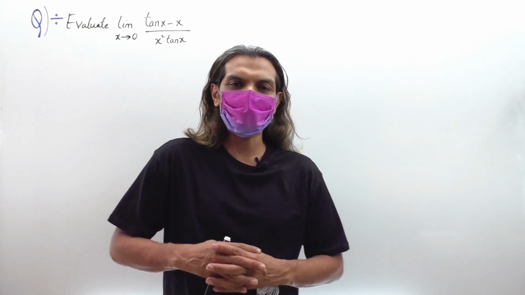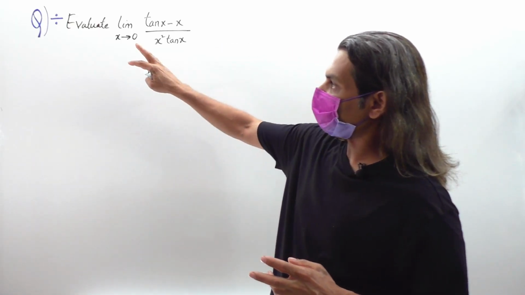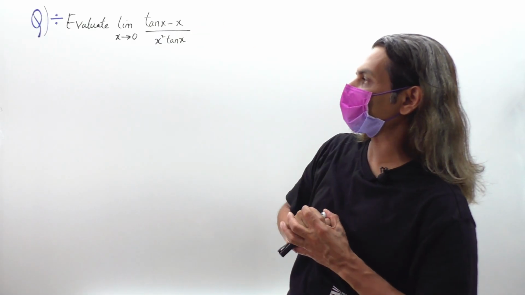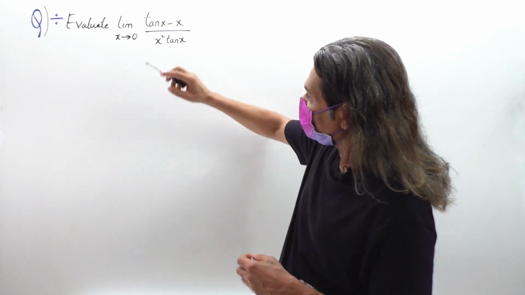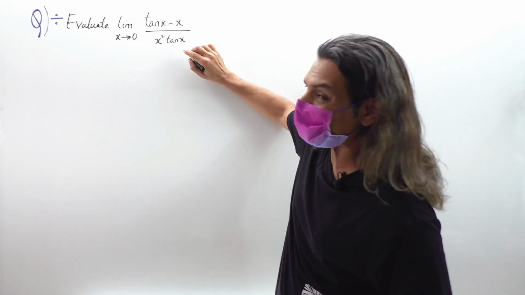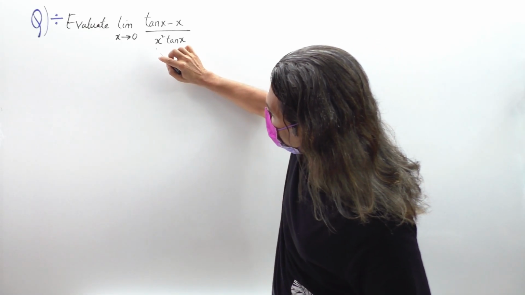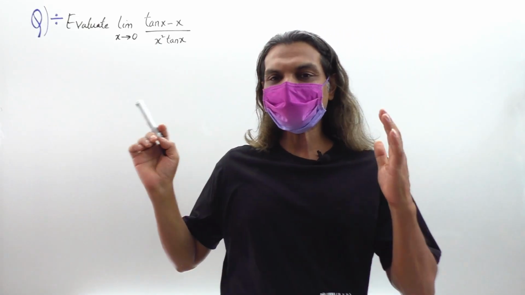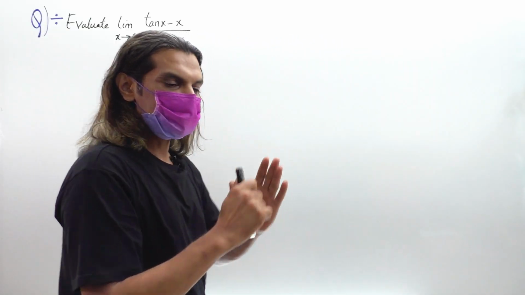So let's start with solving the problems here. See, the question is: evaluate limit as x tends to 0 of (tan x minus x) whole divided by x square tan x. You see here there is a trigonometric term, that is tan x, and very important, the limit is as x tends to 0. So let's solve this in a very easy way.